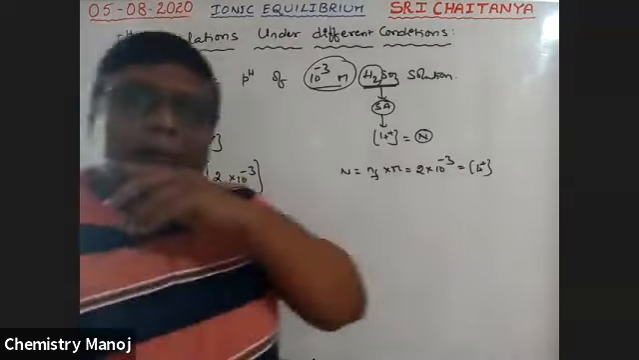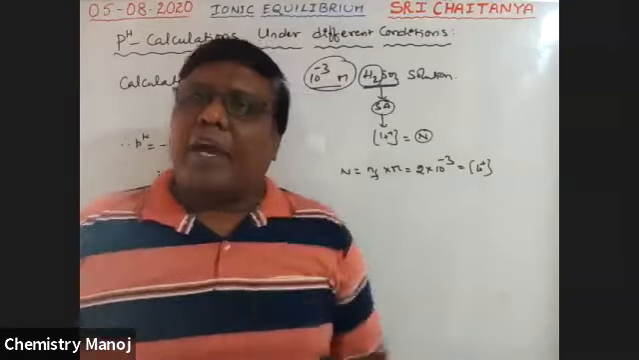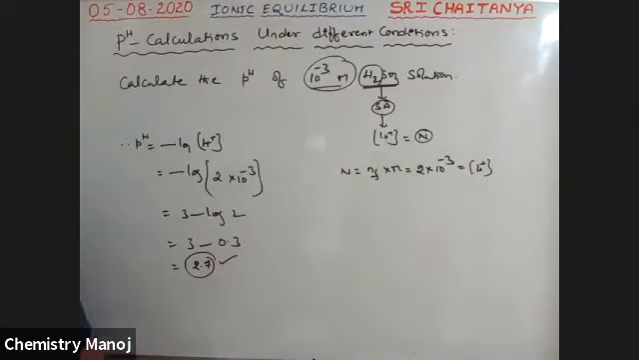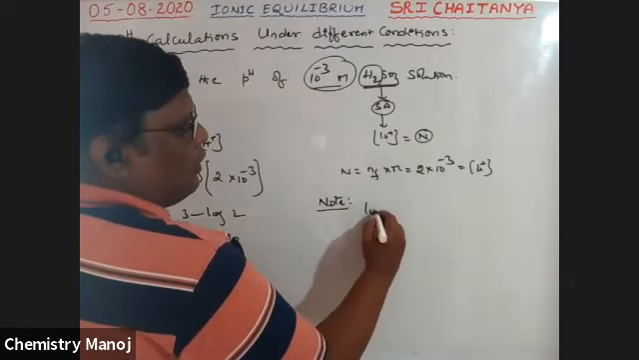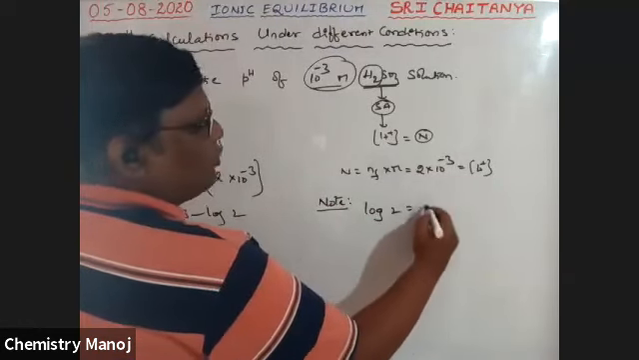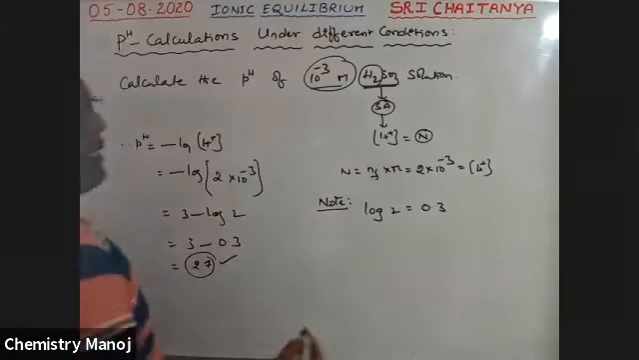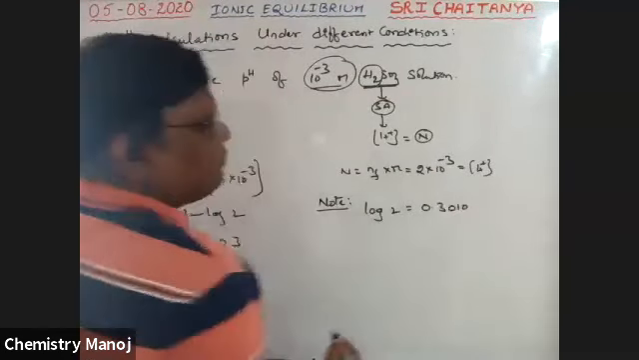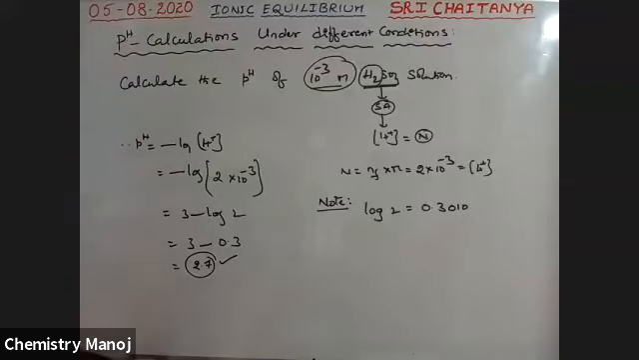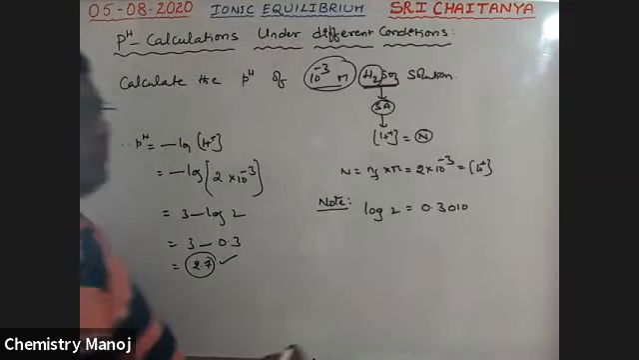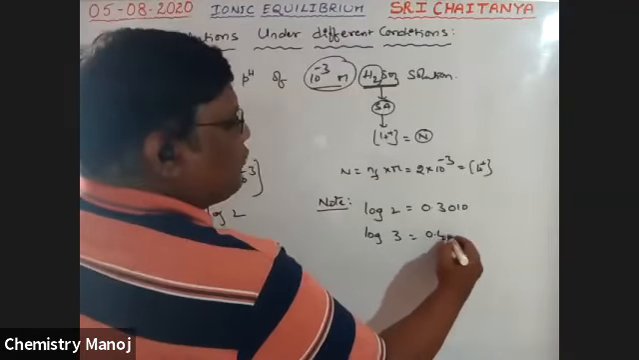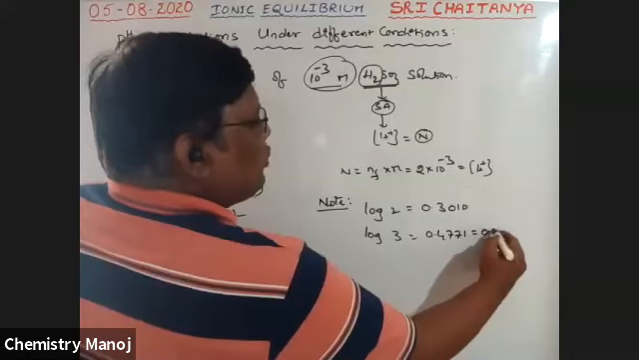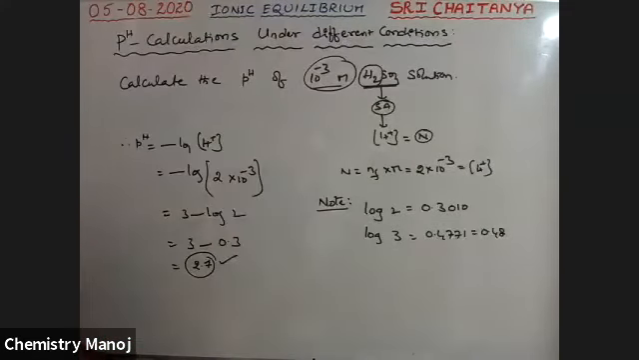So boys, please try to remember logarithm values also. What are those logarithm values? Note these points. Log 2 is equal to 0.3010. Ready? Please put your hands down. Log 3 is equal to 0.4771, which is roughly 0.48 that we take.